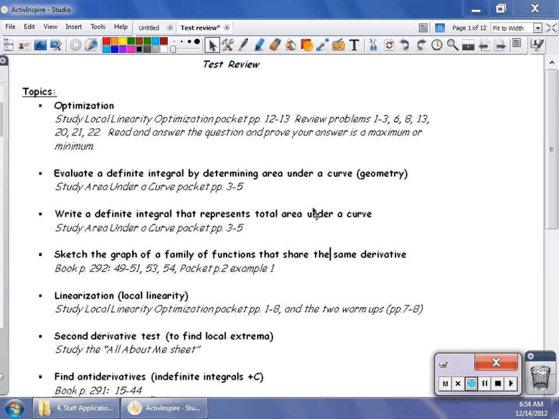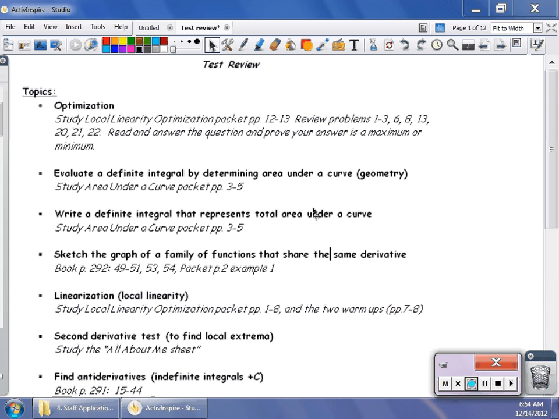So first of all, if you take a look at the test review, which you also have a copy of, make sure that when you're studying that you go through and make sure that you're secure on each topic. The test review gives you the topics, and it tells you where in your packet to go and review, and it tells you some specific problems that you can go back and redo. Remember, when you're preparing for a math test, you need to have evidence. You need to actually do some work.